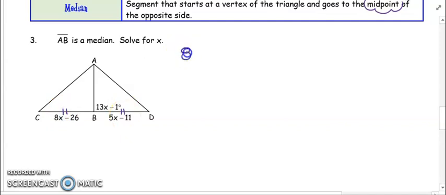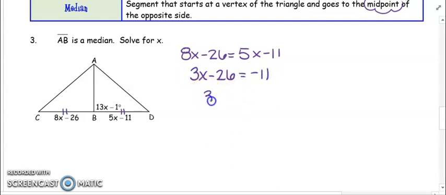I've got 8x minus 26 to be equal to 5x minus 11. We can go ahead and solve. That's 3x minus 26 equal to a negative 11, which adding the 26, that's going to give me 3x is equal to 15. And if I divide by 3, I've got x to be equal to 5.